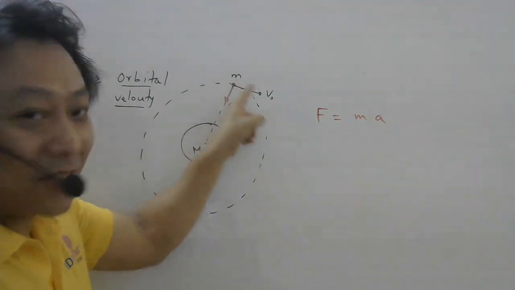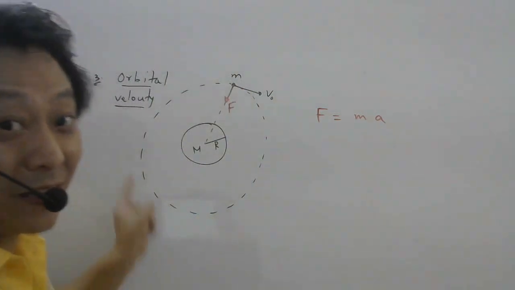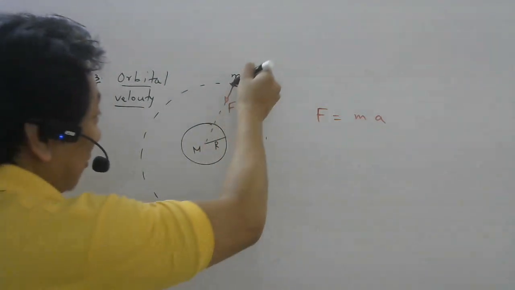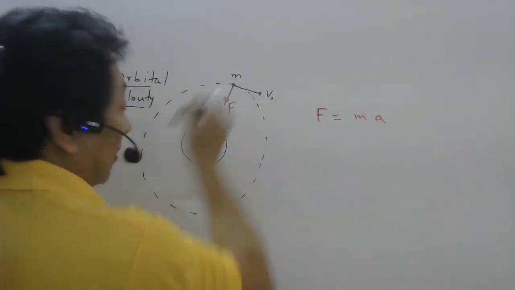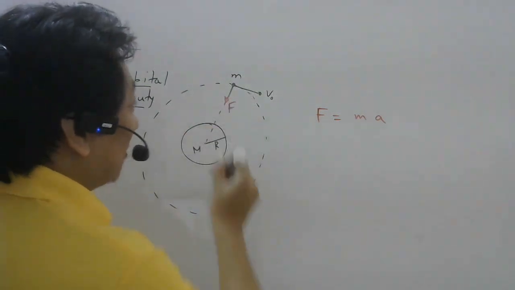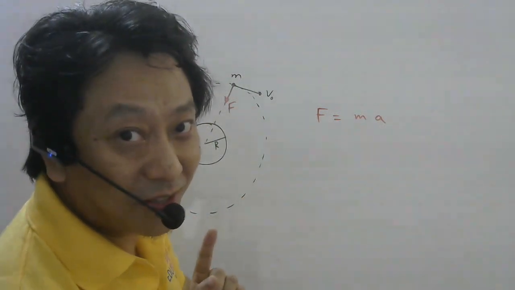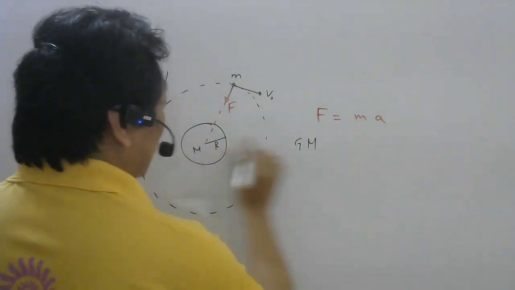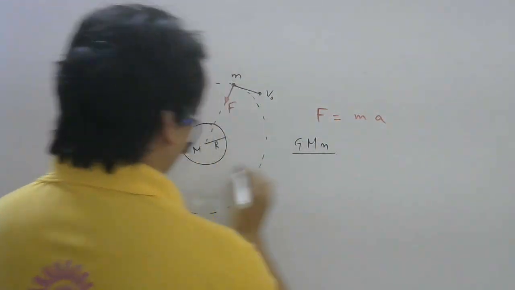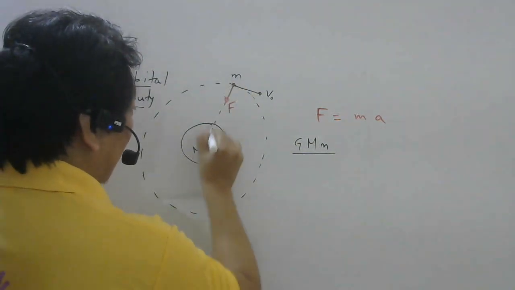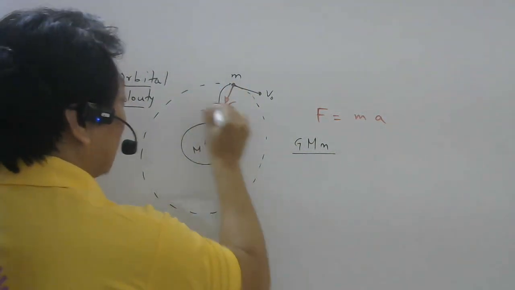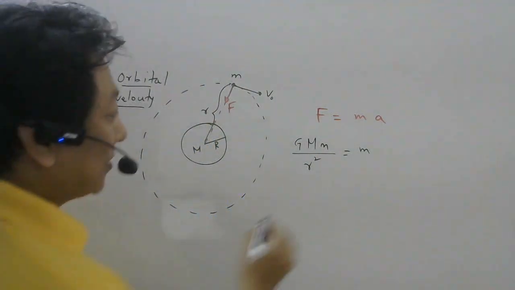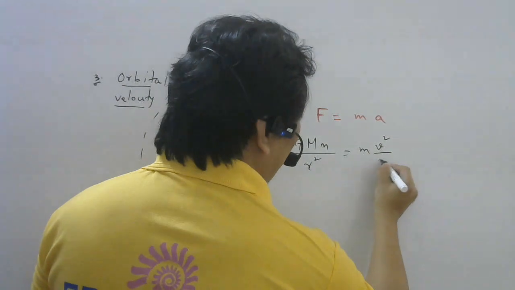So imagine there is a satellite which is revolving around Earth in a circular orbit. Then whatever force is acting on the satellite, the gravitational force, that should be equal to ma from Newton's second law. Now what is gravitational force? Capital G, mass of Earth, mass of satellite divided by distance from center to center. That is nothing but the radius of the orbit, right? And this acceleration will be centripetal acceleration, which is velocity squared by radius.